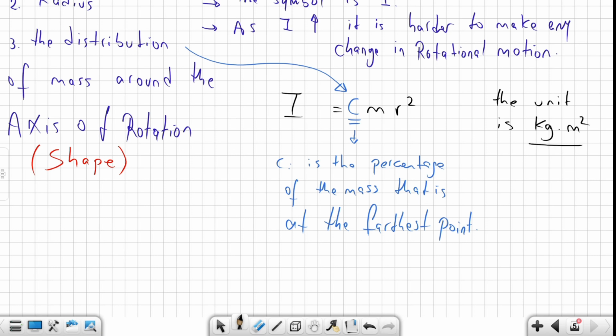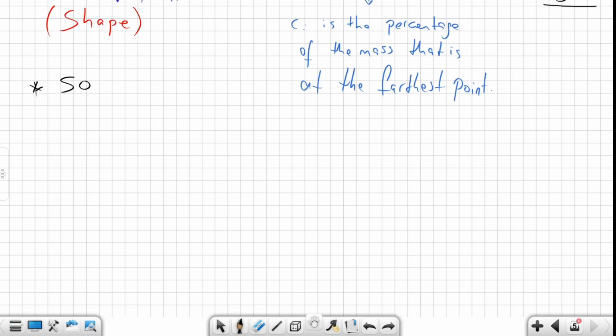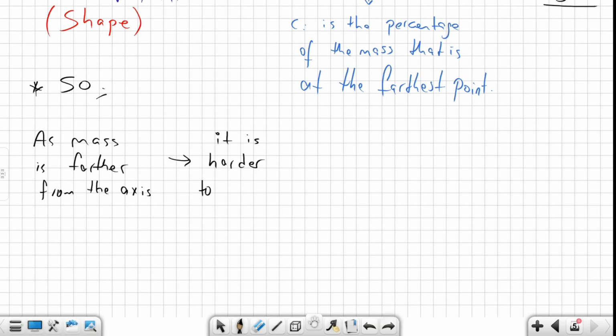So we can say that as the mass is away from the axis of rotation, or farther from the axis of rotation, it will be harder to rotate that object, or if it is rotating, it will be harder to stop that object. Since it is harder to stop and rotate that object, the moment of inertia will be greater. And the vice versa is also correct. So we can say that if the mass is near the axis of rotation, it is easier to rotate that object. So the less moment of inertia we have.